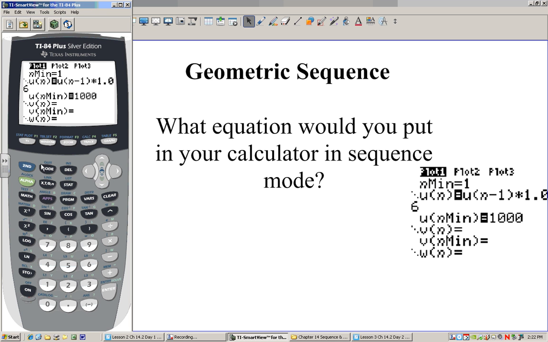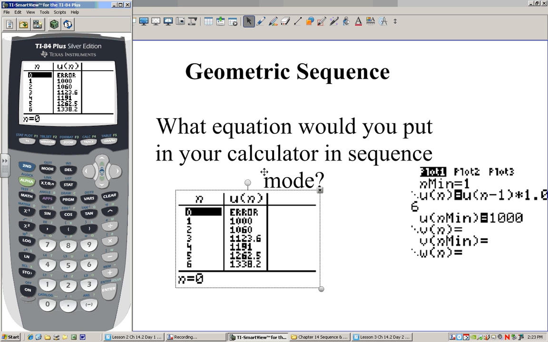And when I hit second table, let's see if we get the same values. Oh, my table's in the wrong spot, so I'll hit second window. I'll start this at 0 and go up by 1. Now notice they give you an error at 0, but at 1 it's 1,000, 1,060, and it looks like we have the same numbers that we had before.